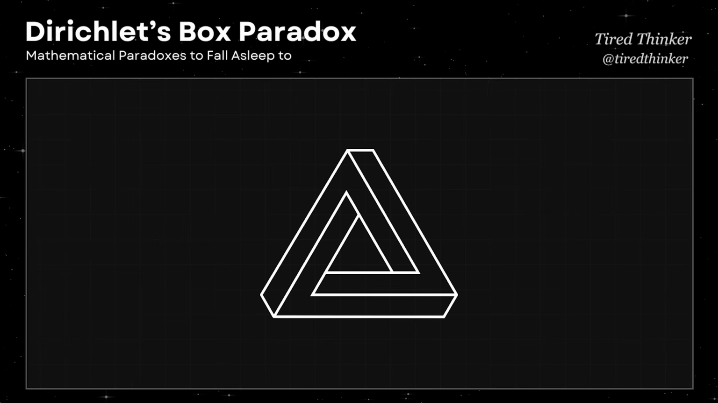This paradox is useful in many areas of mathematics, including combinatorics, number theory, and probability. It helps explain why certain problems do not have simple solutions. It also provides insight into the nature of real numbers, rational approximations, and the way infinite sequences behave.